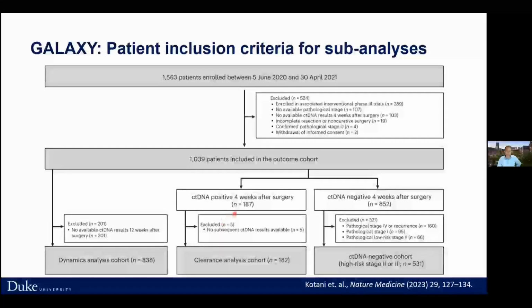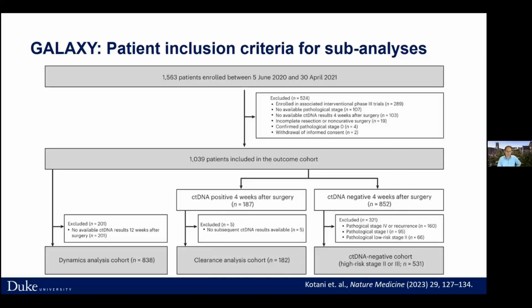Then they look at a group of 187 patients that are ctDNA positive 4 weeks after surgery, and this is the so-called clearance analysis cohort. And then they look at the group that was negative 4 weeks after surgery, and this is the ctDNA negative cohort. So with that background, I will dive into the results.